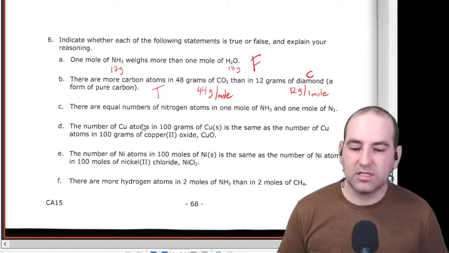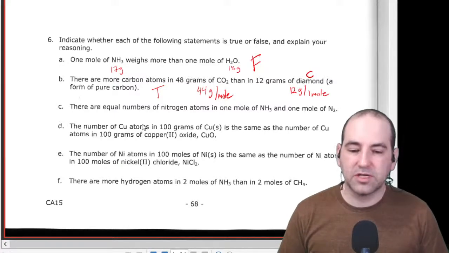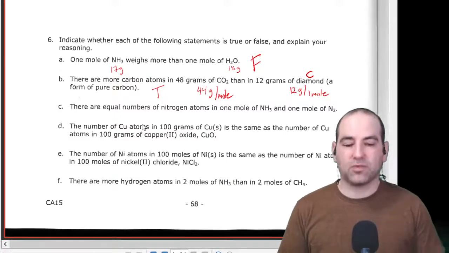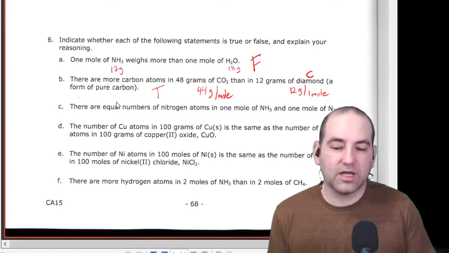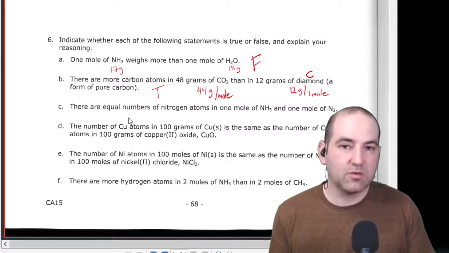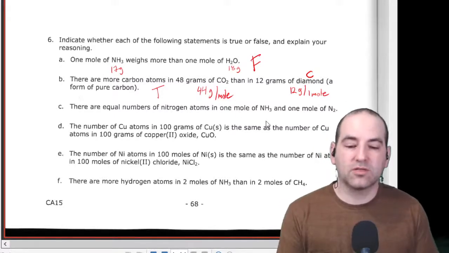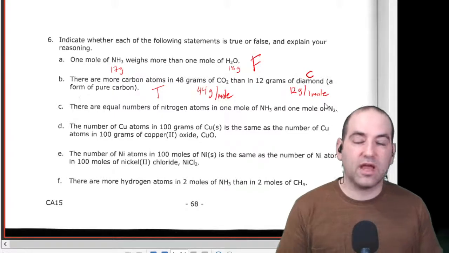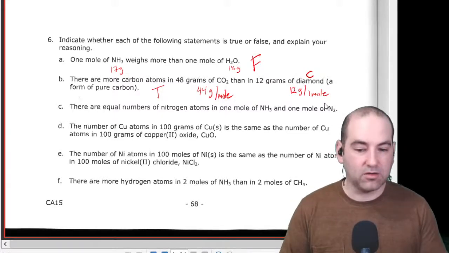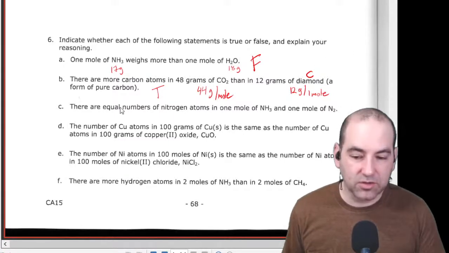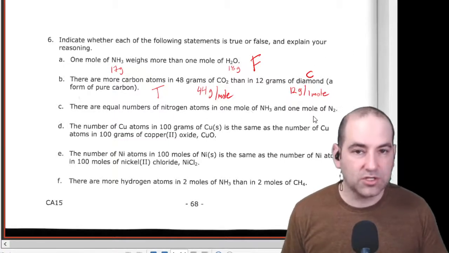All right, let's look at C. There are equal numbers of nitrogen atoms in 1 mole of NH3 and 1 mole of N2. So again, we're counting because we're being asked about equal numbers. But this time, we've got 1 mole of NH3 and 1 mole of N2. So we have the same number of both molecules. So does that make this false? Or, I'm sorry, does that make this true? There's equal numbers because there's 1 mole of each?